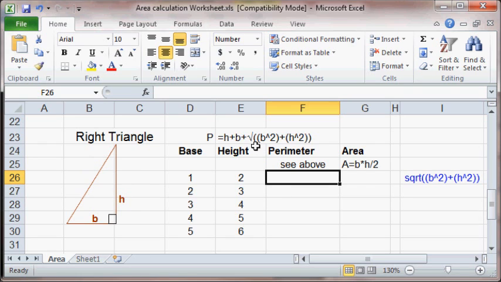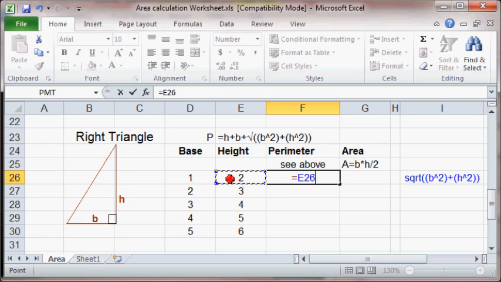Well, the side can be calculated using the Pythagorean theorem. It's the square root of the sum of b squared plus h squared, the height squared plus the base squared. So let's see if we can model that. We'll start with the equal sign as always, and it's going to equal the height plus the base. Okay, so I have those two plus, and now we have to get clever. We don't have a symbol for square root, so we have to write it out.